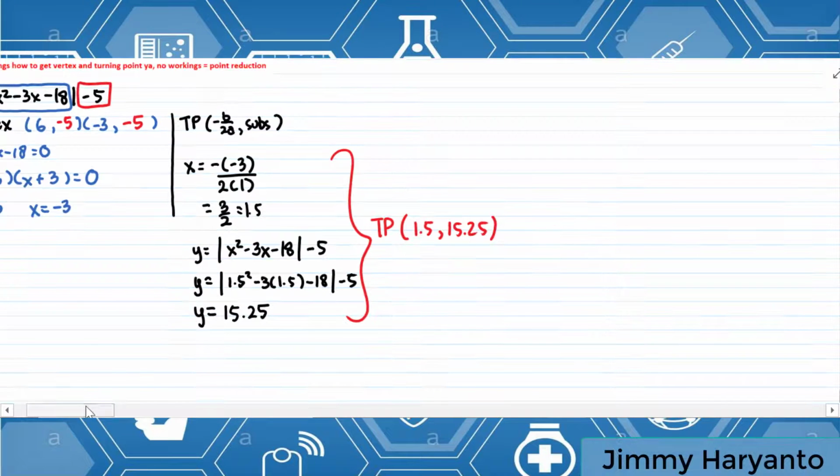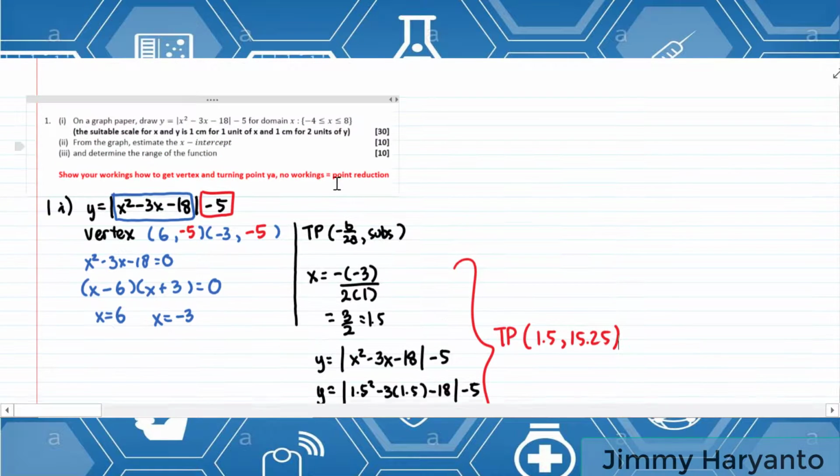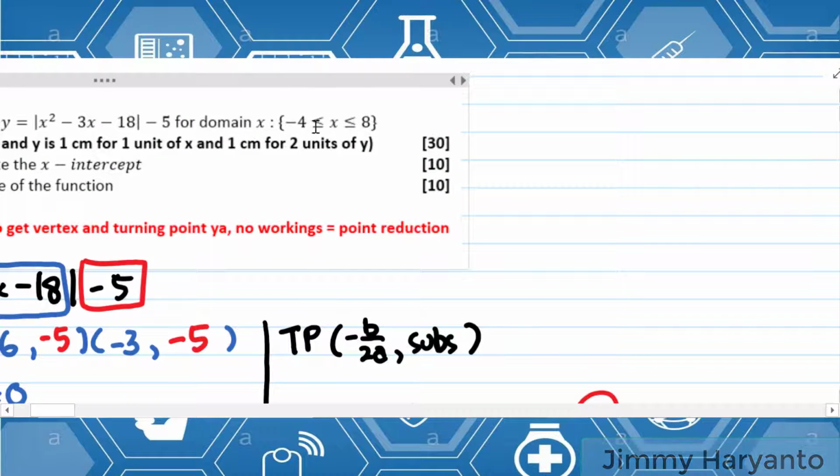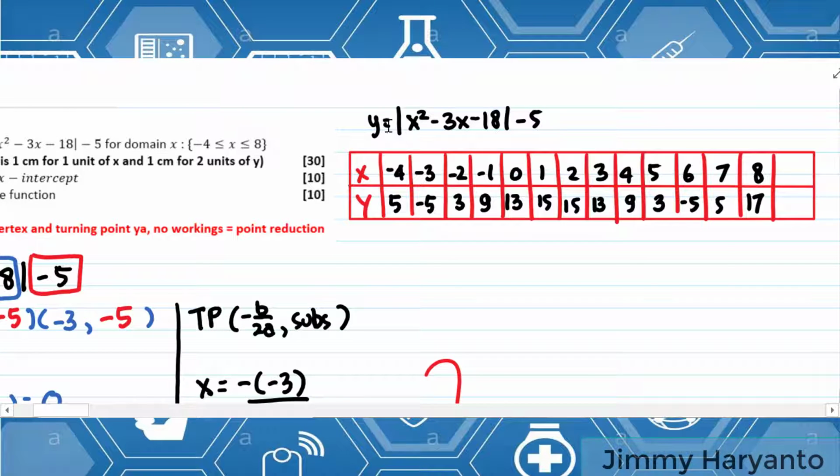After the vertex and turning point you have to create a table, because the domain is already given. You only have to follow it, from negative 4 until 8. Okay guys, so this is the table. I already calculated with my calculator, so you don't have to provide your calculations on your working sheet. Just use the calculator and put the result in the table.